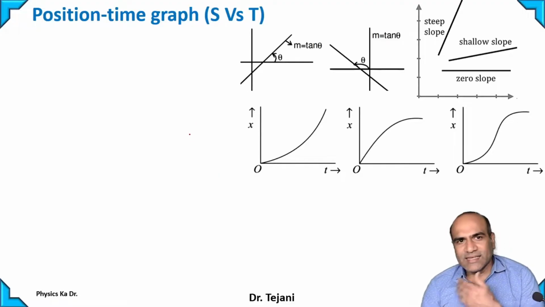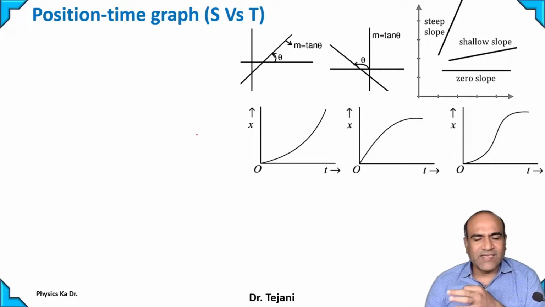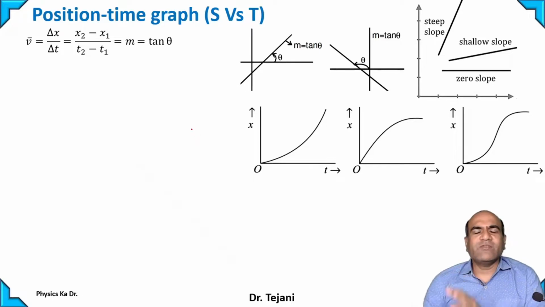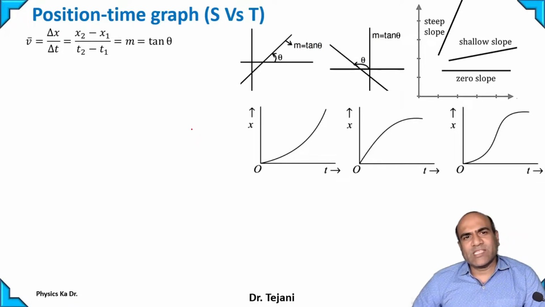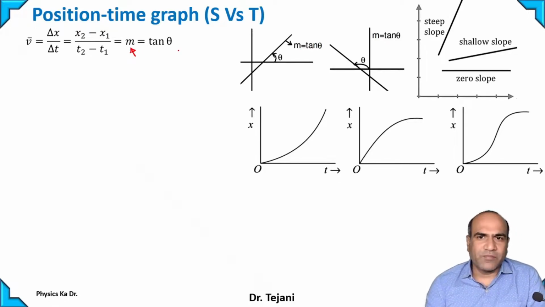So next, let us understand the position-time graph, and this detail will start from this point. We know that velocity is equal to delta x by delta t, which is x2 minus x1 divided by t2 minus t1, and that gives us the slope. The slope is equal to tan theta. Let us consider line number one, and it has slope theta.